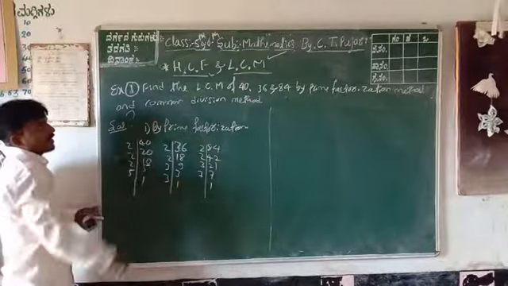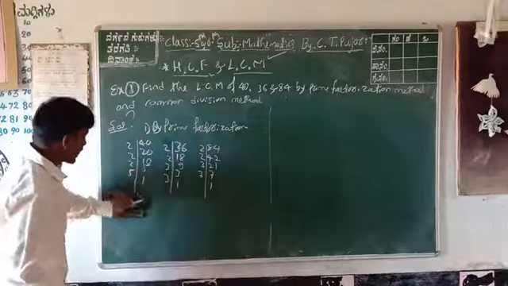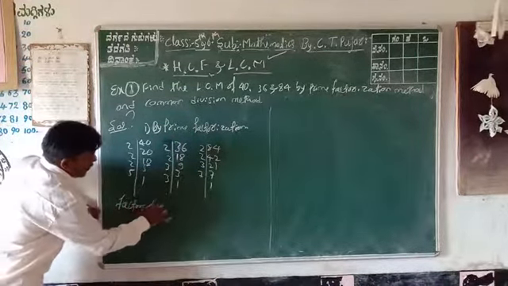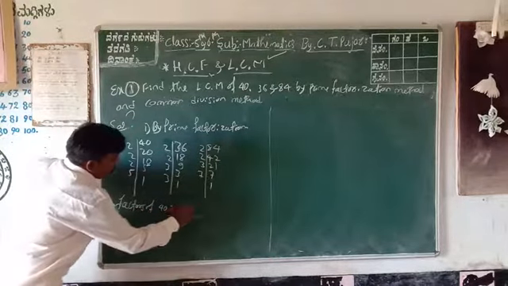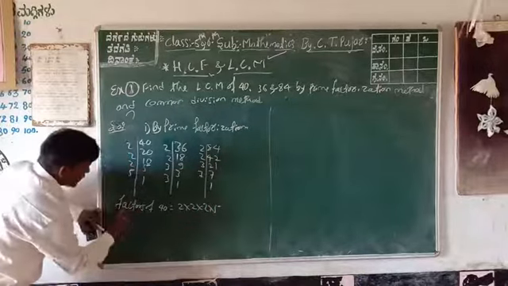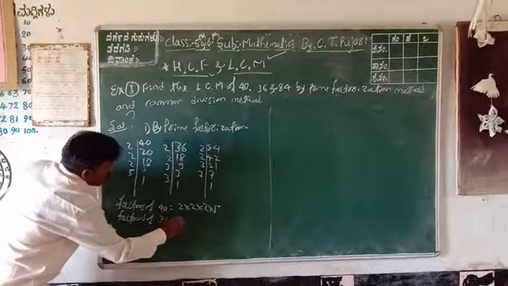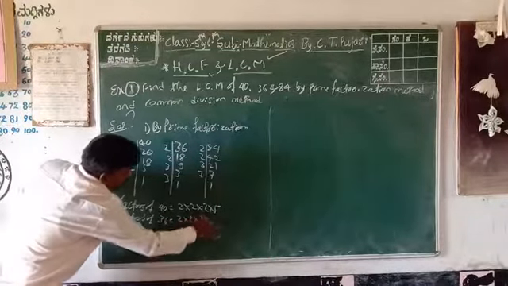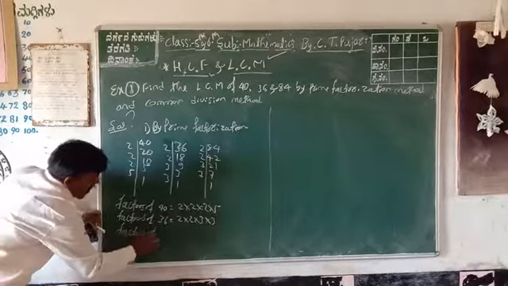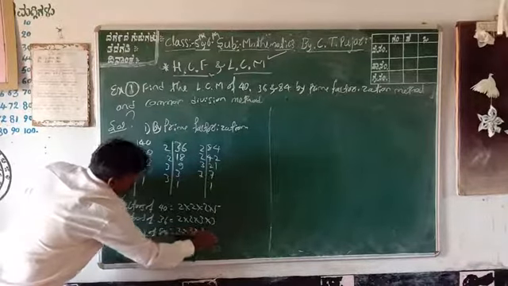Therefore, you can find the LCM. Factors of 40 is equal to 2 into 2 into 2 into 5. Factors of 36 is equal to 2 into 2 into 3 into 3. Factors of 84 is equal to 2 into 2 into 3 into 7.